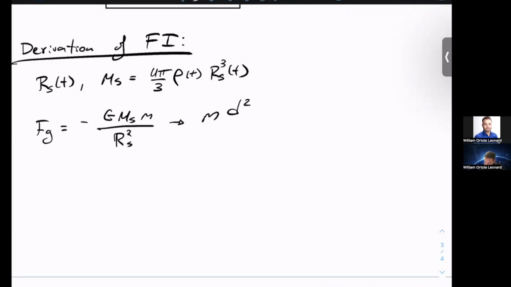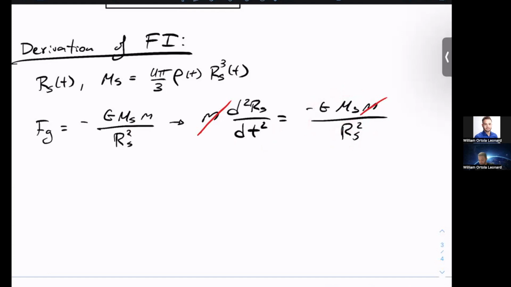Okay, and so using Newton's second law, this tells us that we're going to have the second derivative with respect to time of the radius, which is obviously the acceleration, equal to the right-hand side of this equation, which is negative G times the mass of the sphere times the mass of the test particle divided by R squared. The test mass cancels out, and we end up with an equation that relates the acceleration to the inverse square of the radius of this sphere.